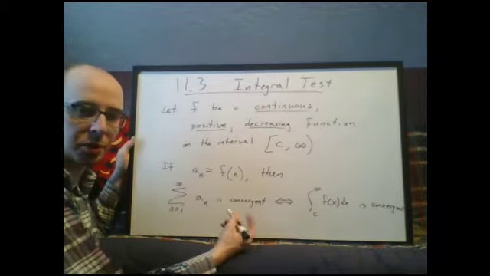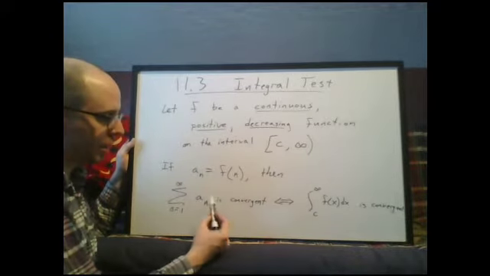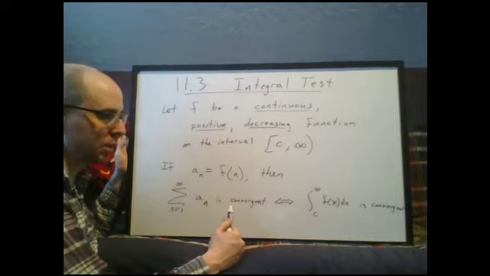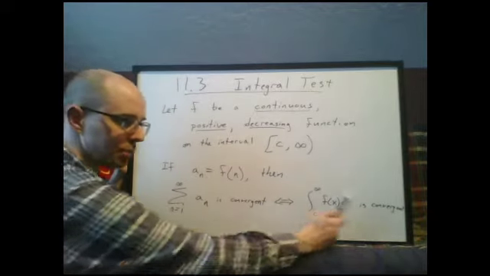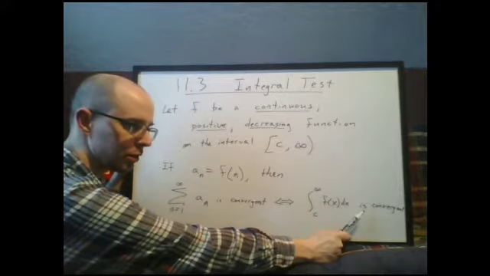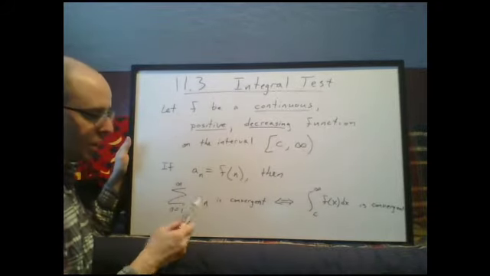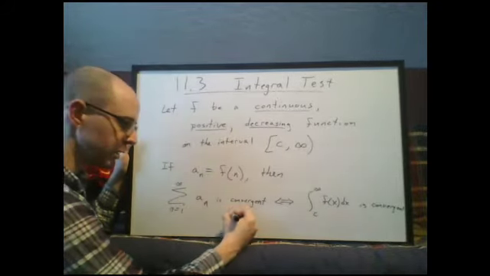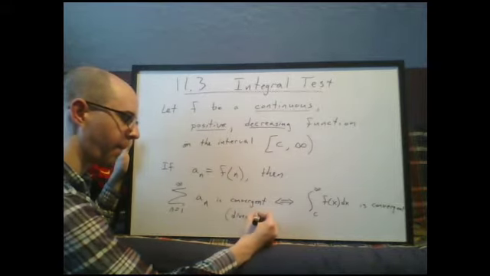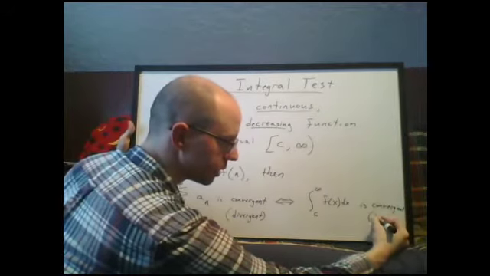It's also true, it's logically equivalent, that if this series is not convergent, so it's divergent, then the integral has to be divergent. And if the integral is divergent, it has to be true that the series is divergent. So I could have written divergent here and divergent here instead.